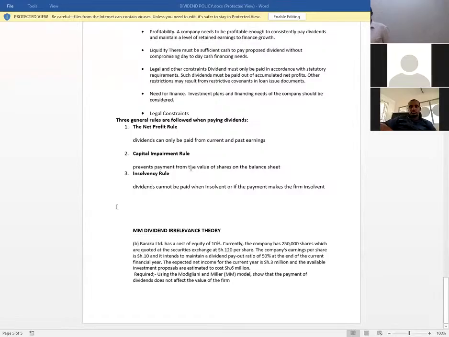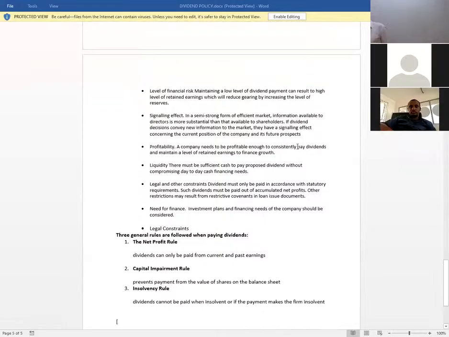And then we have the insolvency rule. If you're insolvent, ladies and gentlemen, you should never pay dividends. So dividends cannot be paid when insolvent, or if the payment makes the firm become insolvent.